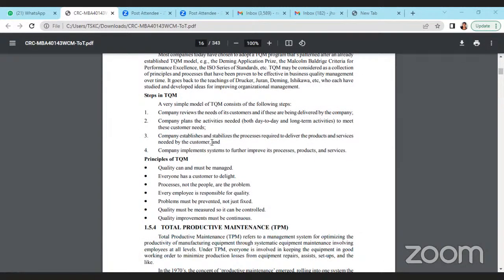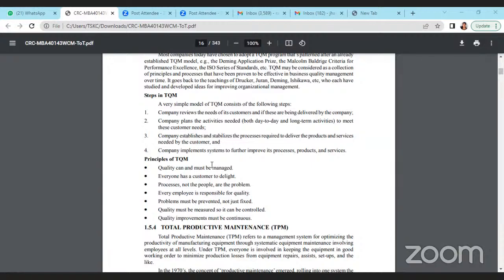The steps in total quality management are four. The company reviews the customers' needs and whether these are being delivered, and plans the activities needed to meet these customer needs. The company establishes and stabilizes the processes required to deliver the products and services needed by the customer, and implements systems to further improve its processes, products and services.